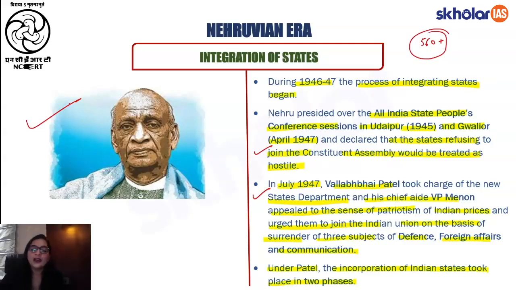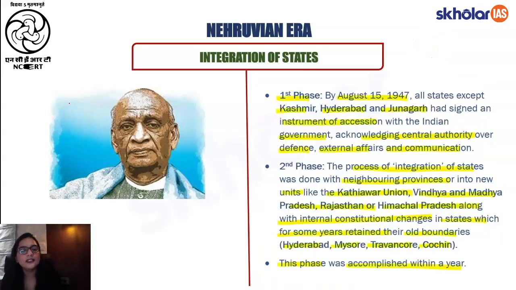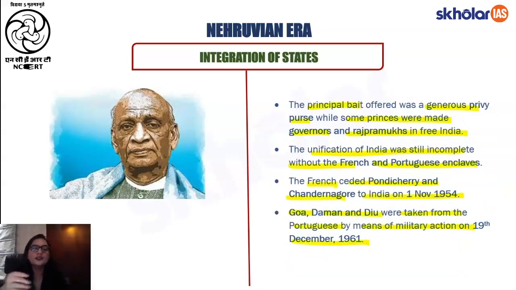As a part of this, students, the integration of Indian states was done in two phases, which we have discussed in detail, and this entire process was accomplished within just a year. Because of this particular contribution, Sardar Vallabhbhai Patel is considered as the Iron Man of India or Bismarck of India because of his contributions. Apart from this, students, we had understood the concept of privy purse, which was kind of a bait that was given to all the princely states, wherein they were given heavy payments in order to join the Indian Union. Also, they were given certain posts as a part of Free India, such as governors and Raj Pramukh.